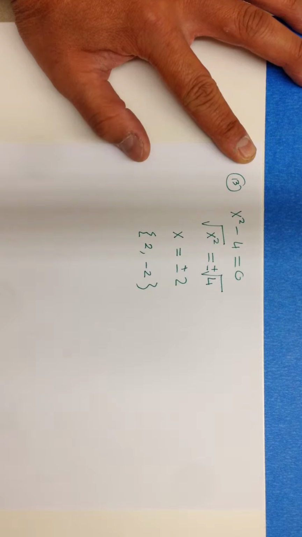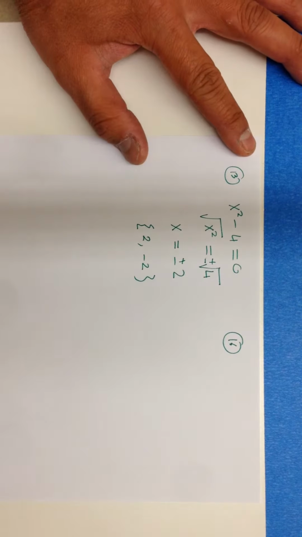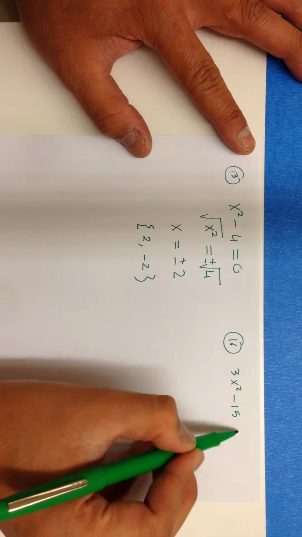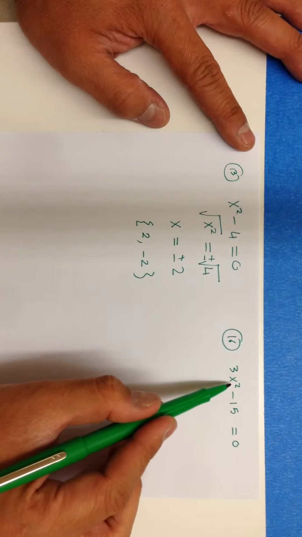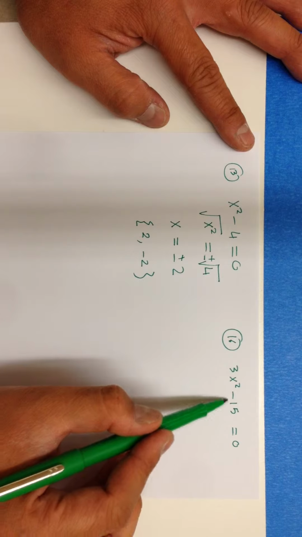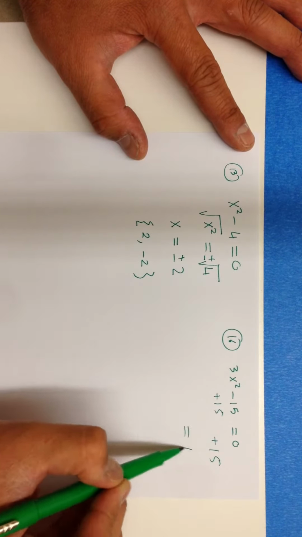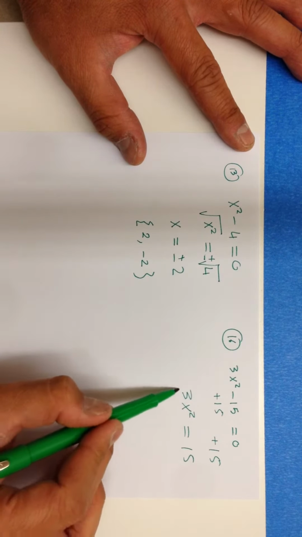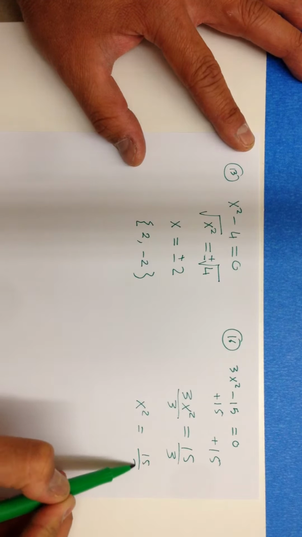I'm going to do number 16 for you guys, which is not on your homework, but it's going to be good practice to prepare you for other problems. 3x squared minus 15 equals 0. Doing it by the square root method means that we have to isolate whatever got squared. So to do that, I'm going to add 15 to both sides. And then I'm going to divide both sides by 3. So x squared equals 15 over 3.